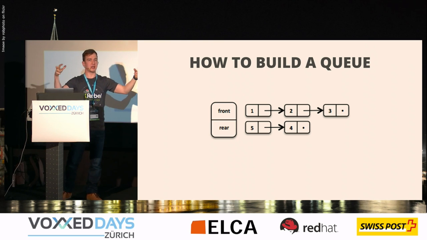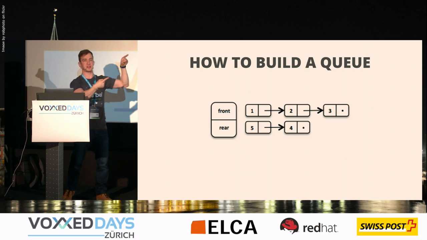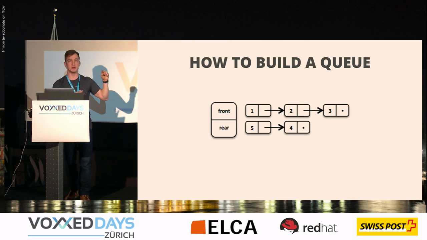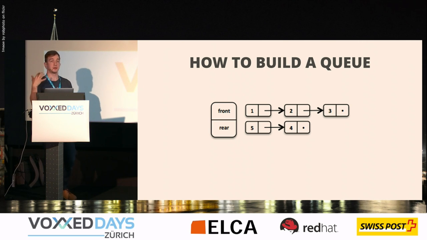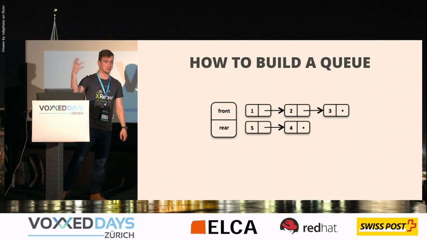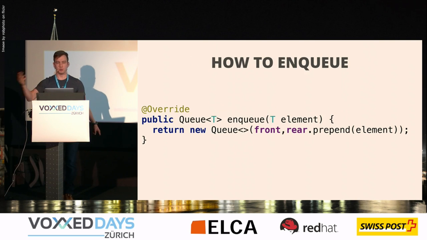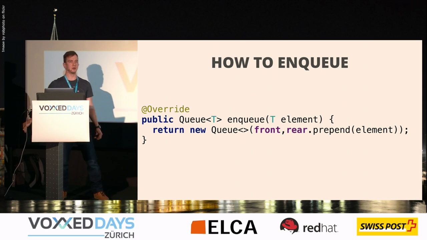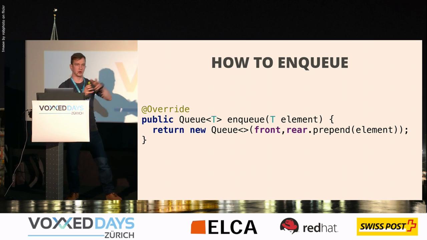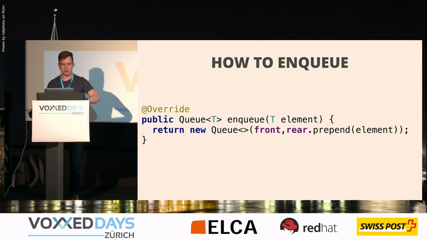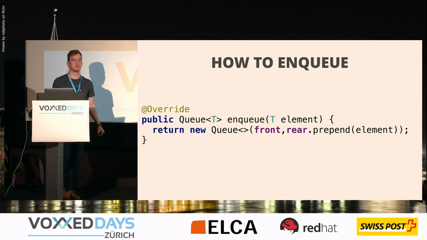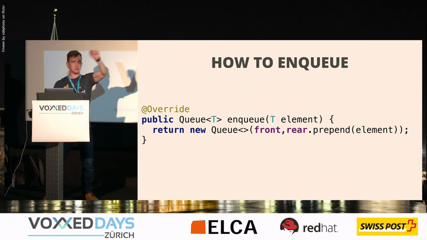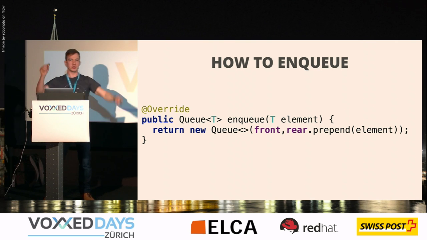Why is it amazing? Because we have easy access to both ends of the queue now, because both ends of the queue are the heads of the lists, so we can access them very efficiently. So if you would like to enqueue an element, to add an element to the end of the queue, the most normal operation, right? What you have to do, you just create a new queue, because we are immutable, so we do not destruct the old values. So you create a new queue, and you just prepend the element to the rear list. So now the new queue will be the same front and the same rear with one element added.